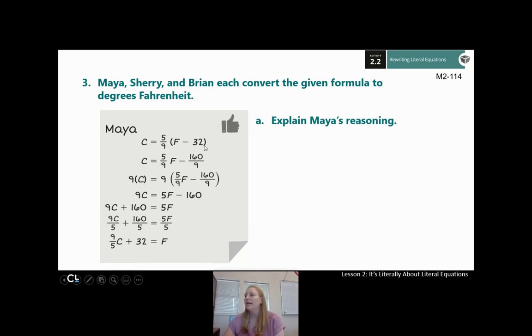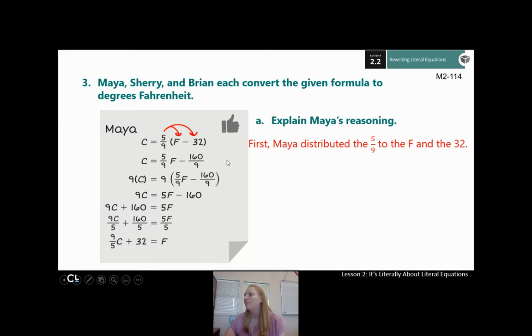All right, let's look at Maya's work. What did she do? We got rid of the 5/9, but Maya didn't do that. It looks like she got rid of the parentheses by distributing that 5/9, didn't she? Ooh, clever girl. So Maya distributed the 5/9 to the F, so she got 5/9 F, and she also distributed it to the 32. 5 times 32 is 160, and then she just left the 9 on the bottom, didn't worry about dividing that out.